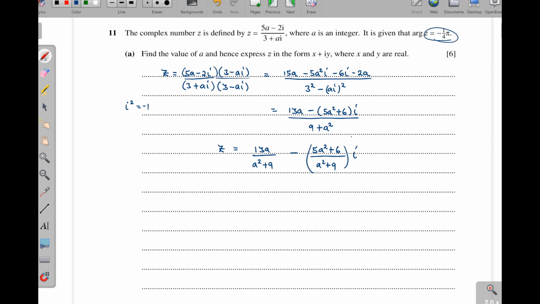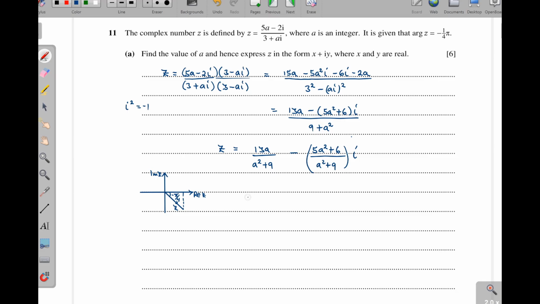Now, they said here that the argument is negative. So that means the complex number here must be in the fourth quadrant. Remember, before finding the argument of a complex number, you need to identify the quadrant within which it lies. Okay? Now, here we have something like that. So this one here is the negative pi over 4. Okay? So our z is there. So what are we going to have?